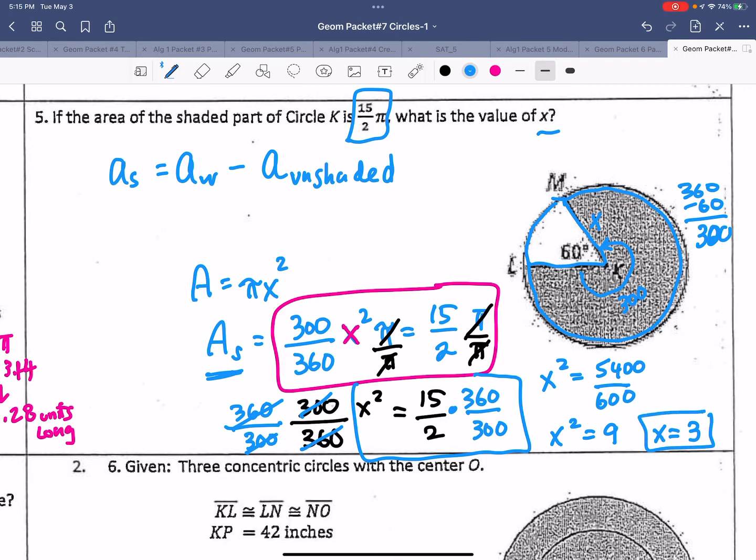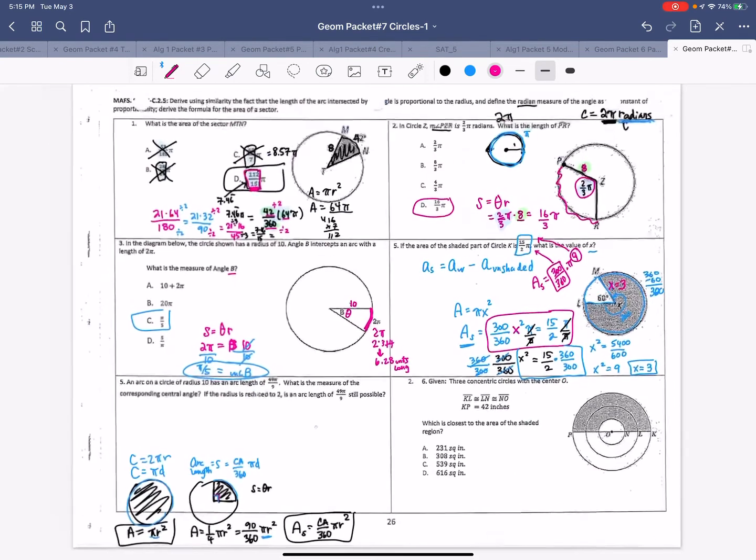Well done. So we could check our work. I'm not going to, but we could. And we could plug in here. Well, if the area of the shaded region is 300 divided by 360 times pi, 3 squared would be 9. Is this fraction the same as this fraction? And it should be. Okay?